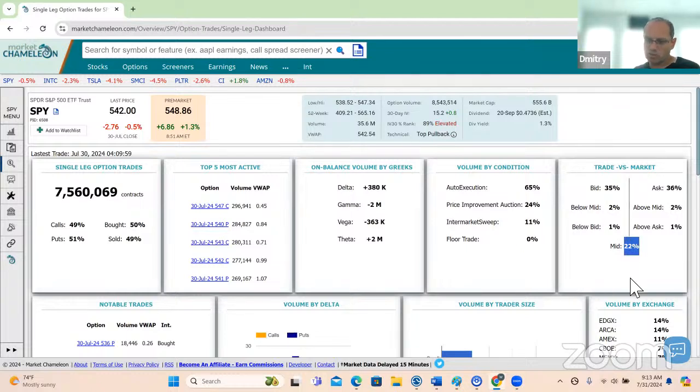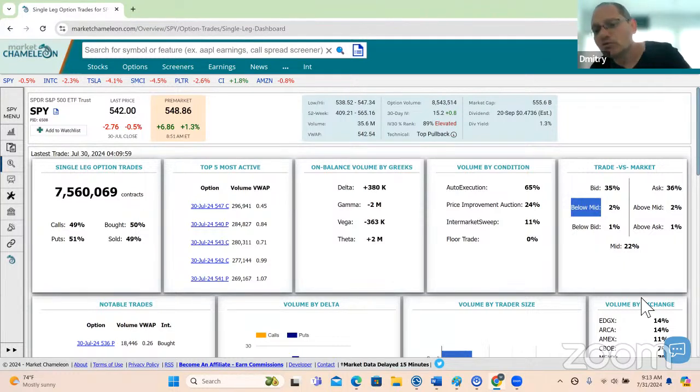Then we could say, well, if it didn't trade at the midpoint, how many traded closer to the bid? So this is below mid. This is where we say, okay, here's the midpoint, and it didn't trade on the bid, it didn't trade on the midpoint, but relative to the midpoint, where did it trade? Well, this one traded below the mid. So below midpoint means that it was closer to the bid, right? That's 2% of the volume.